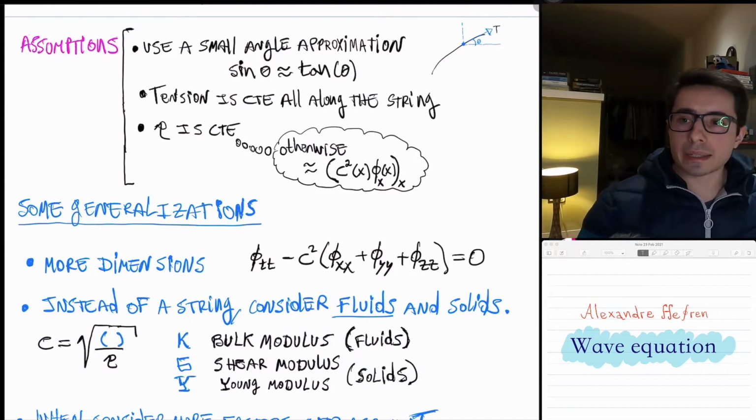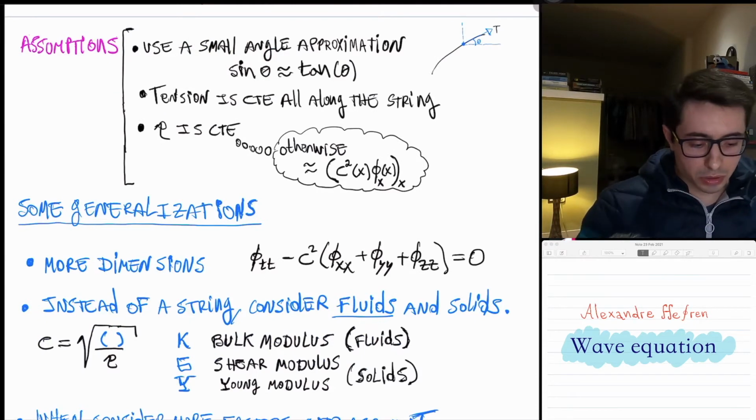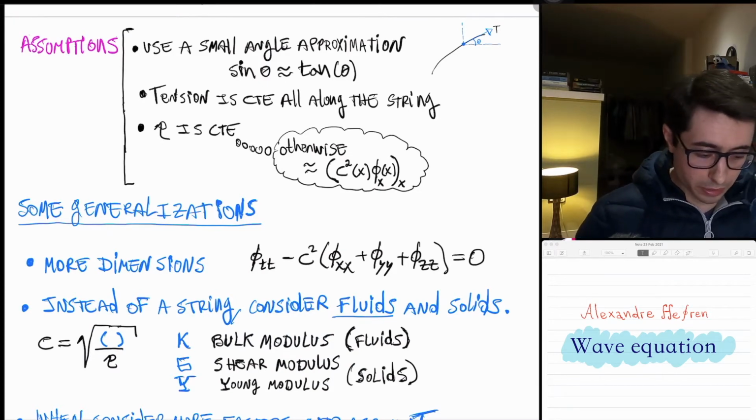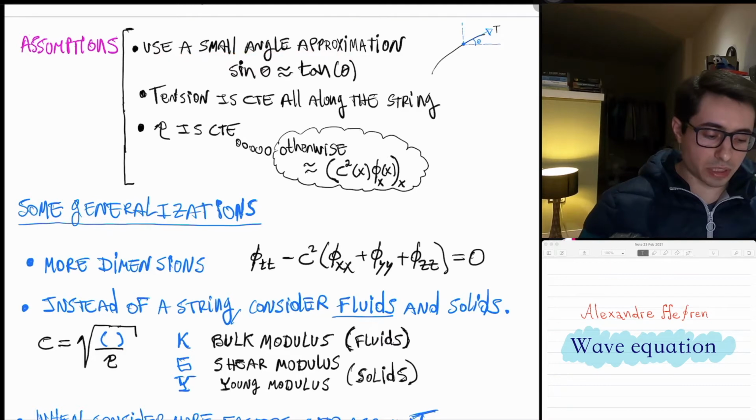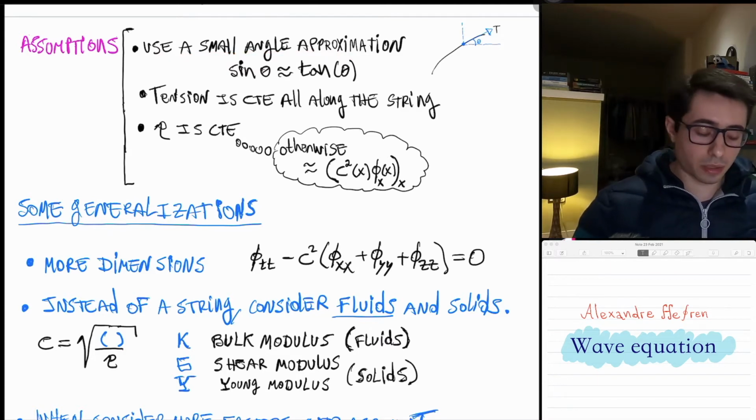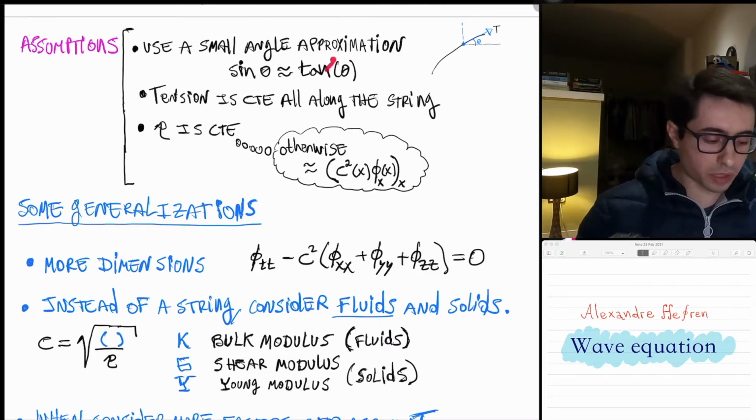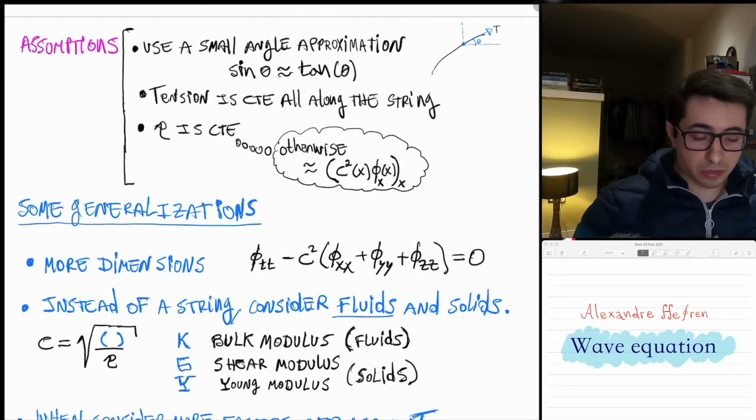I would like to highlight that we have some assumptions to get to this wave equation for strings. The first one is that we are using a small angle approximation, that the amplitude of the wave is small compared to the wavelength. That translates the sine of theta, where theta is the angle between the horizontal and the force, in case of the tension, so the sine is almost equal to the tangent of theta, of the same order. So that's very well known.